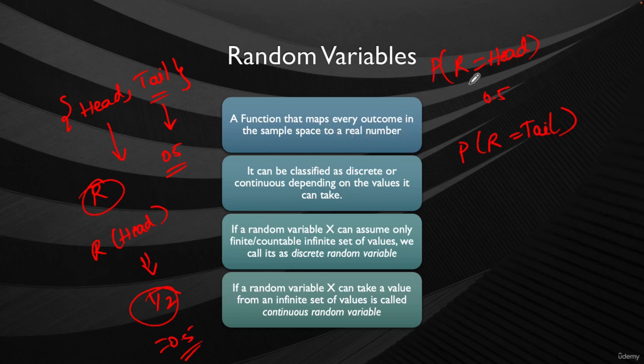Now, depending on the type of value this random variable function R takes, we can classify it as either a discrete random variable or a continuous random variable. If the random variable X can assume only a finite or countably infinite set of values, then we call it a discrete random variable. If my random variable X can take values from an infinite set of values, then we call it a continuous random variable.